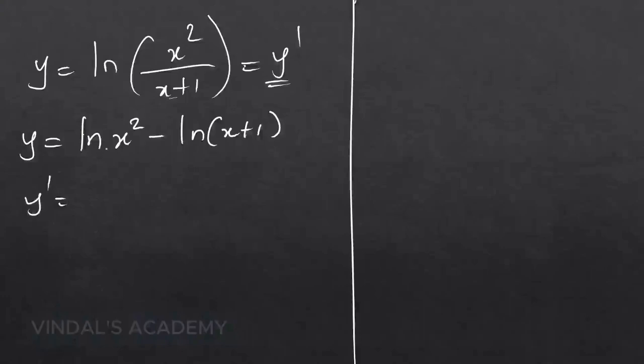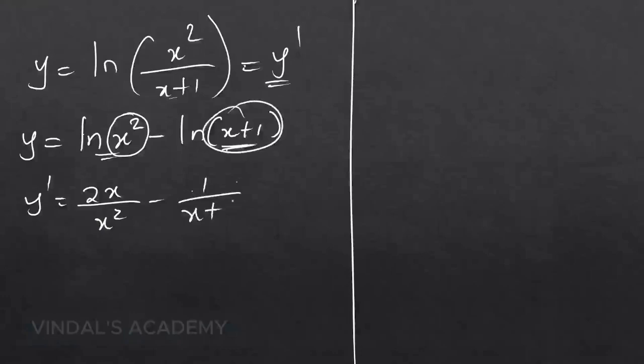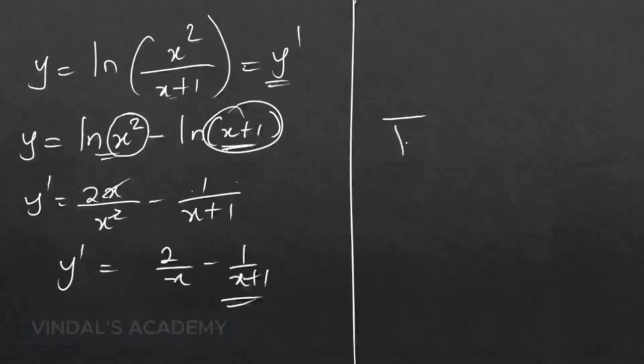So y prime is equal to, now how do you handle this? First of all, the derivative of this is going to be what? 2x divided by the whole of them, which is x squared. Fine. Minus the derivative of everything inside, which is just 1, over everything that's simply there, which is x plus 1. That's all. Then this cancels this, and I have that y prime is equal to 2 over x minus 1 over x plus 1. That is the answer.